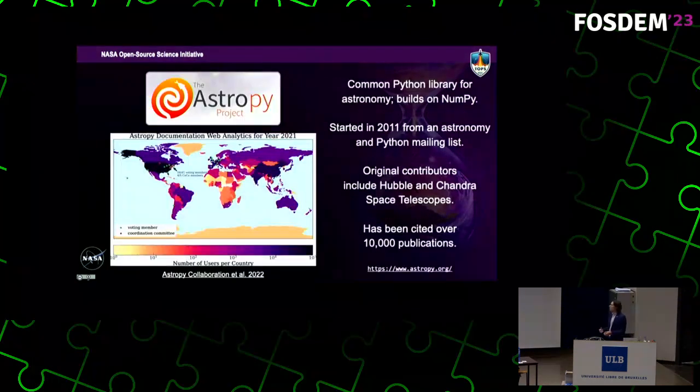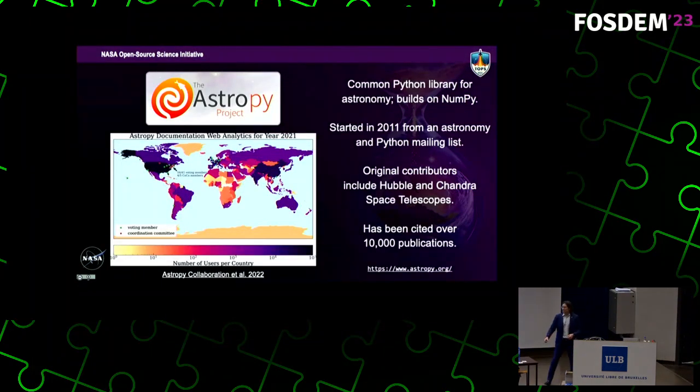The way that it did this was that JWST and that team contribute back to the AstroPy project, which is a common Python library for astronomy. It builds on NumPy, and it started in 2011, basically from an astronomy and Python mailing list. People had been emailing on the list saying, I've just released a new generalized package for astronomy. And after about the third email, someone said, why don't we all work together? And basically, everyone did agree to that, and we ended up getting together and working together to produce a generalized astronomy package.